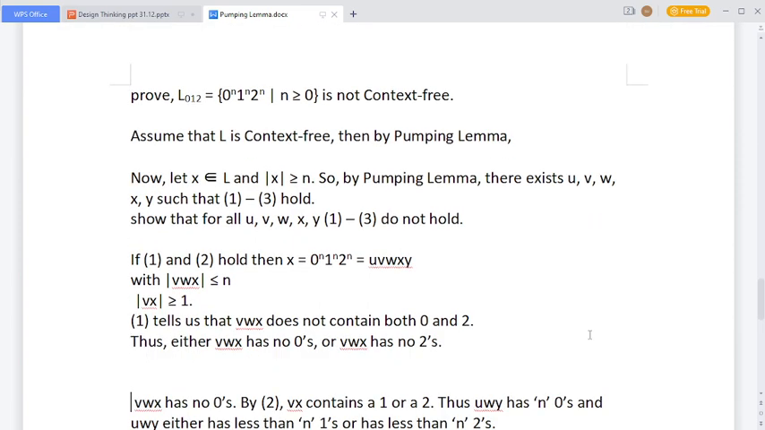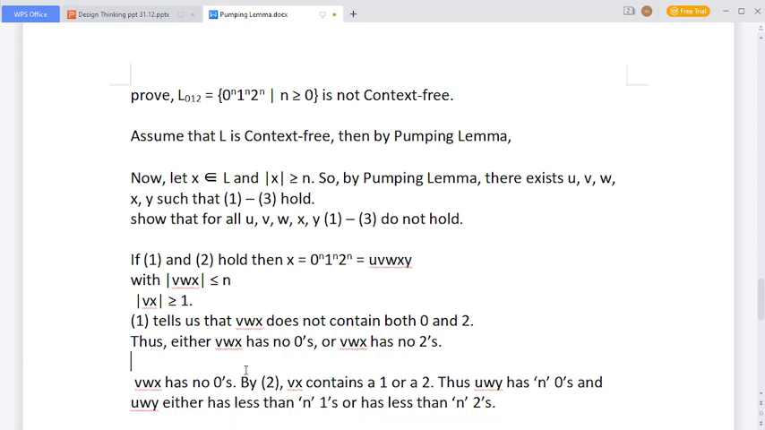Now I go for an example. Prove the language 0 power n, 1 power n, 2 power n, n greater than or equal to 0, is not context free. So assume by contradiction L is a context free language. Then we are going to apply the pumping lemma to prove it is not a context free language.